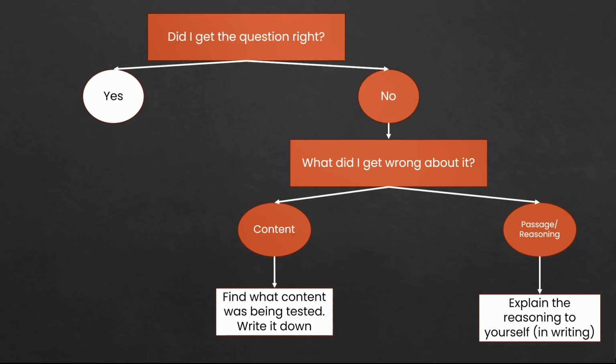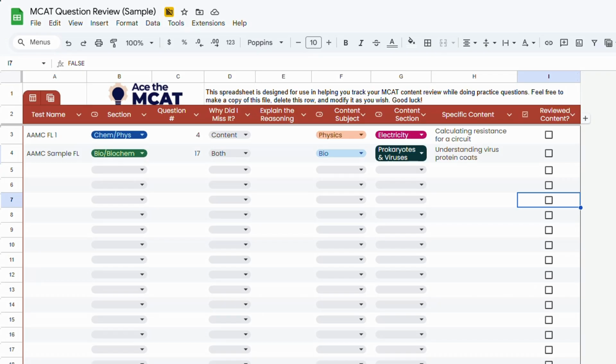And then the third type of point is that oftentimes you get a question wrong for both of these reasons. There was both a content gap, so maybe you didn't quite understand the passage because there's a lot of content that you're missing, and if you had understood the content, you would have understood the passage. Or maybe you read the passage and were completely lost and ended up having to make a complete guess. In that case, you want to follow both of these approaches. You want to approach this as both a content question and a passage/reasoning question.